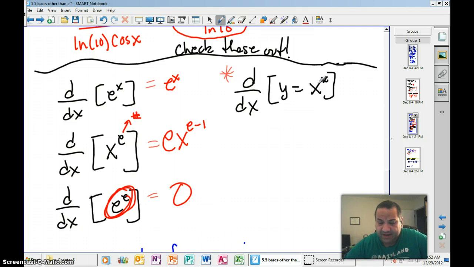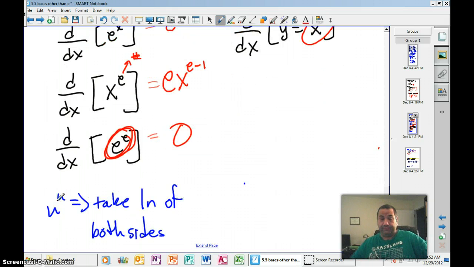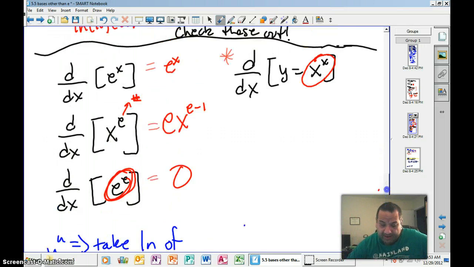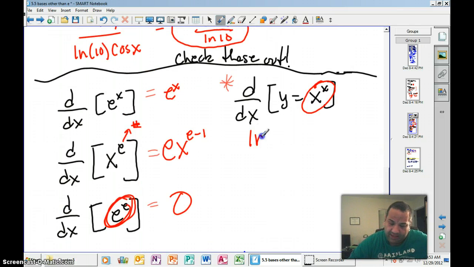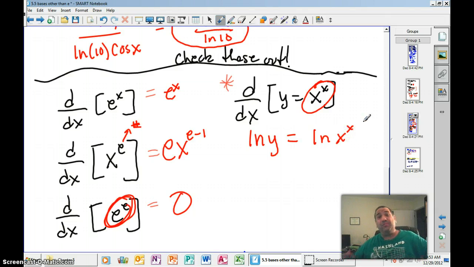Now, this next thing right here is a special case. I call it the u to the u. Take the ln of both sides. Whenever you see that, whenever you see an x to an x, or some function, cosine to the cosine, sine to the sine power, we're going to take the ln of both sides. So I'm going to get the ln of y equals the ln of x to the x. Now, why do we do that?